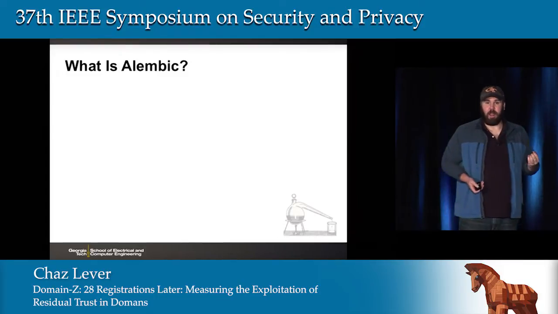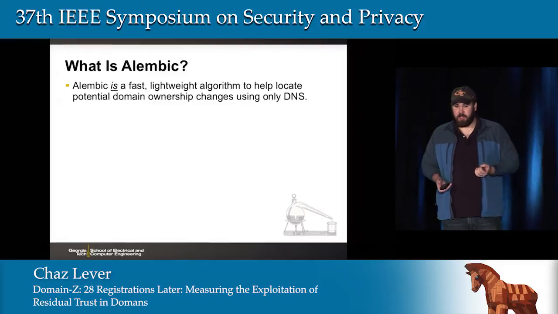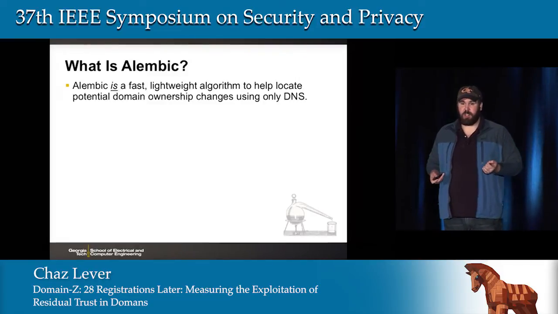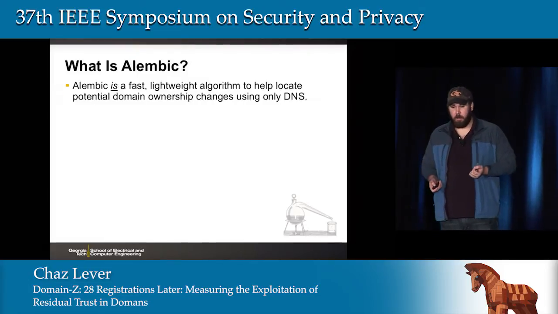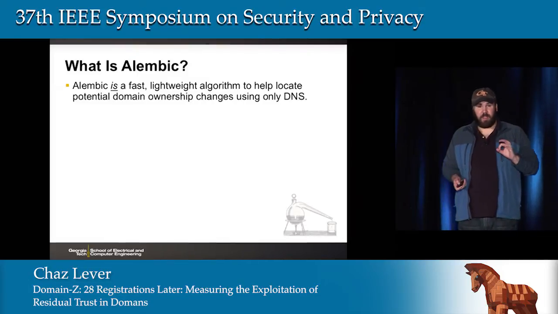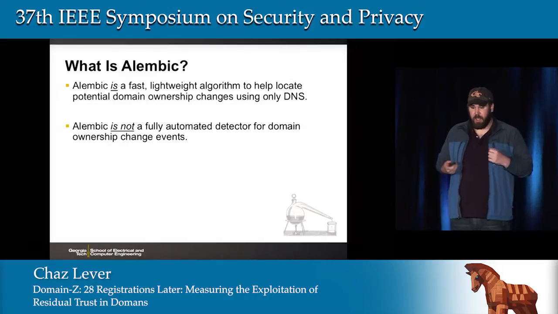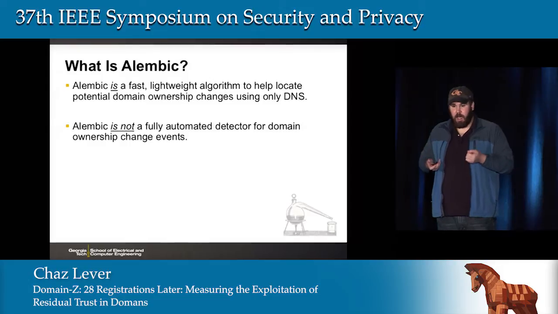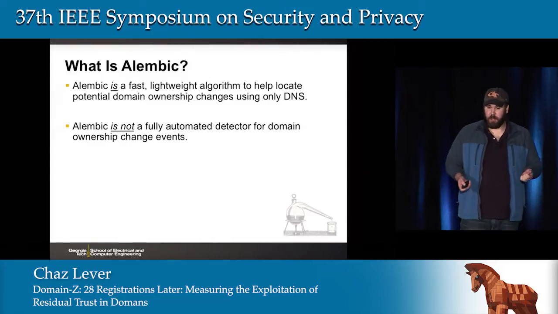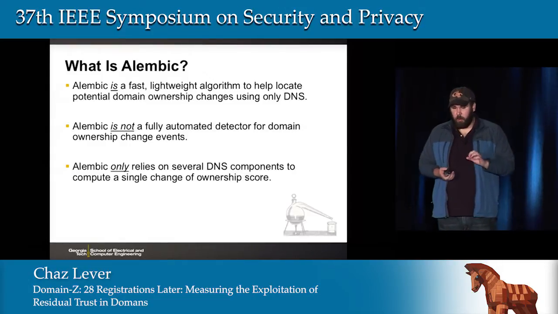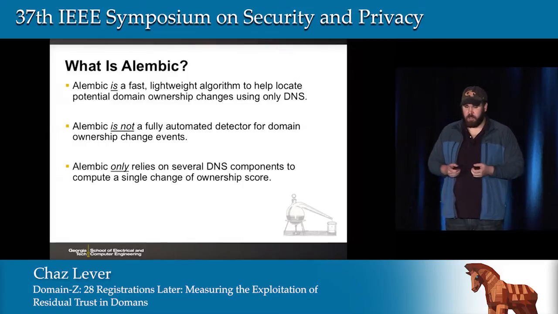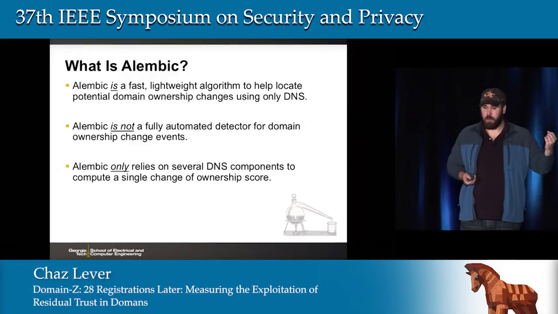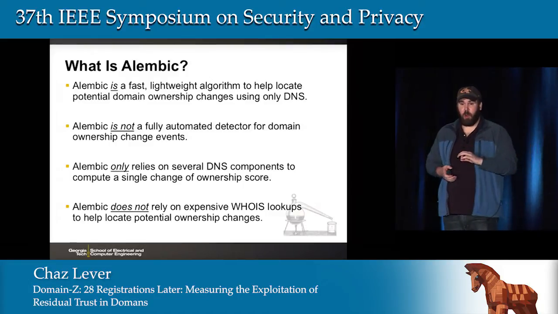So we actually built a lightweight algorithm called Alembic. This lightweight algorithm helps identify potential ownership changes using only DNS. And one thing to note about this algorithm is it's not a fully automated detector. It helps locate these events, but it's not a classifier or anything of that nature. And again, I want to highlight it only relies on DNS components to compute a change of ownership score, which is how we rank likely ownership change events. And it does not rely at all on whois information.